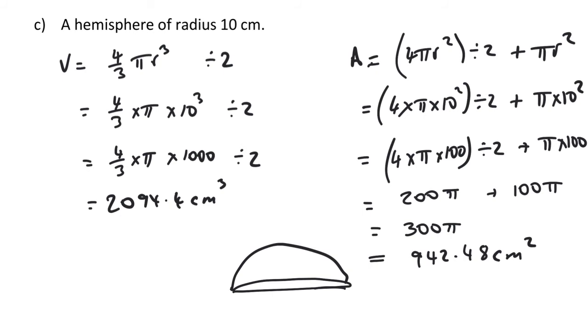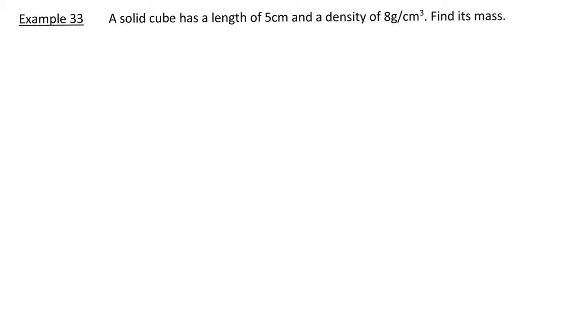Example 33, a solid cube has a length of 5 and a density of 8 grams per cubic centimetre. Find its mass. Now, contained within the units of density, what we've got is grams per cubic centimetre. That's grams divided by cubic centimetres, and that's what density is equal to. Now, what we've got then is density equals mass divided by volume. So grams are to do with mass, and centimetres cubed is to do with volume.